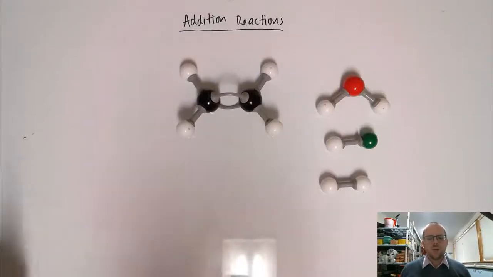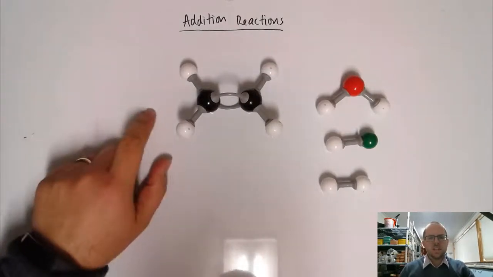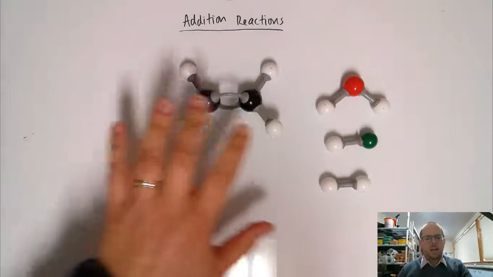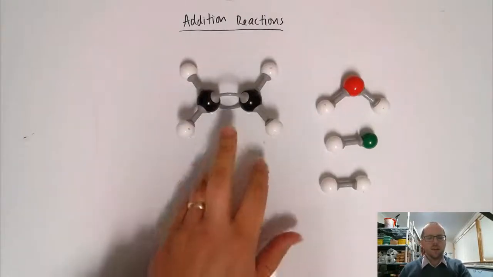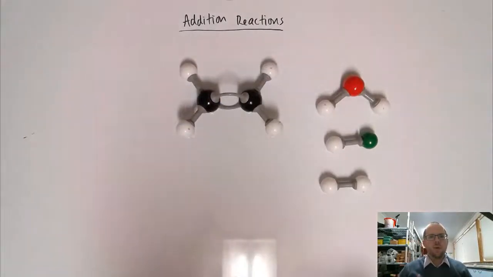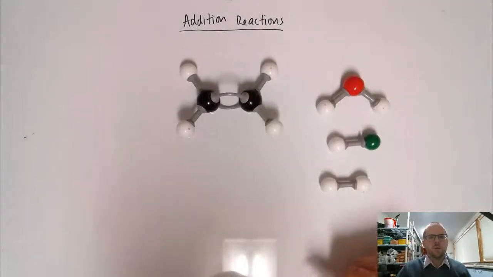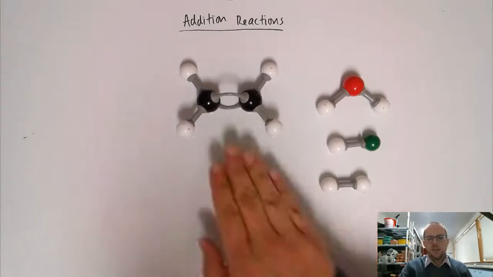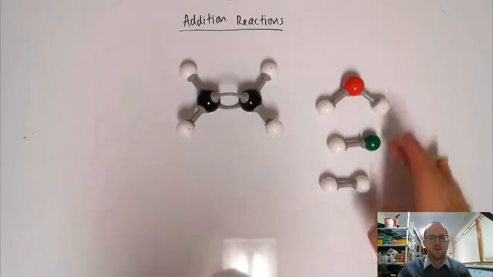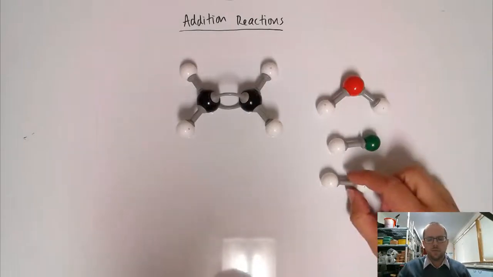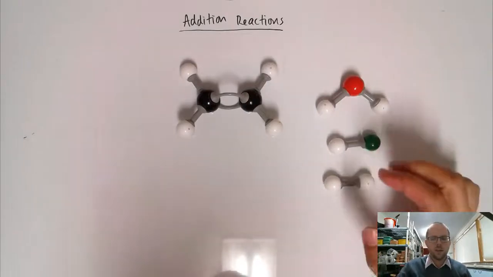In today's video we're going to be discussing addition reactions. So we're thinking specifically about how an alkene like this one, which has a carbon-carbon double bond, reacts with a range of different substances which add to the double bond to get incorporated into that structure. I'm going to be using some of these models to illustrate things to you, and hopefully that helps you to see what's going on a little bit better.